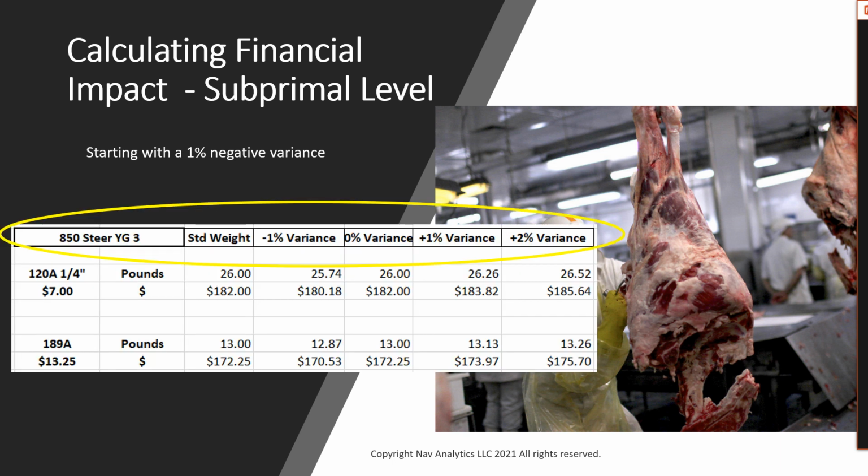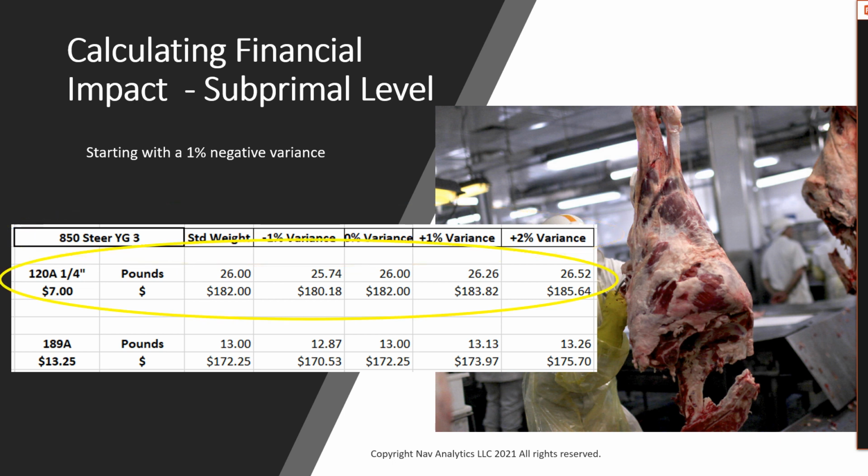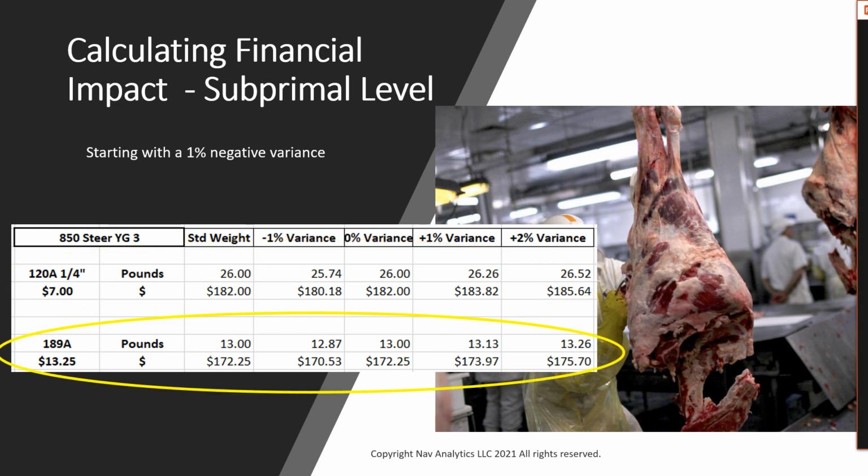We're going to look at an 850 pound yield grade 3 steer, with standard weights, negative 1% variance, 0% variance, positive 1, and a positive 2 variance. These are the numbers you can see for that 120A. Standard weight at 26 pounds and a negative variance being at 25.74, all the way to a positive 2% variance at 26.52. And we're looking at the 189A right here.